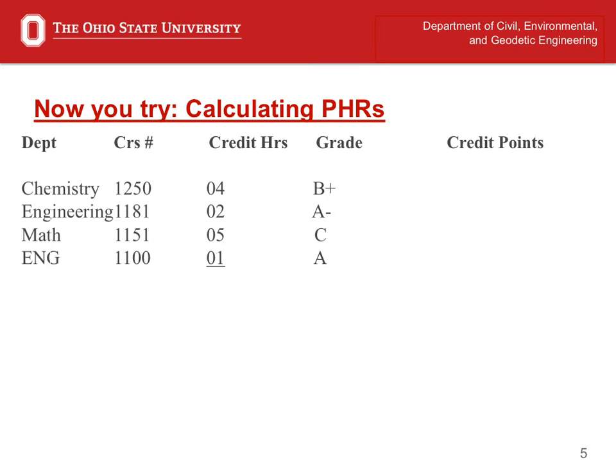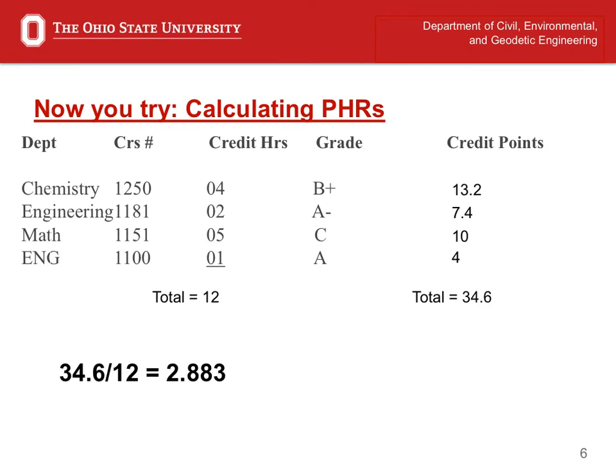Are you finished? If so, here's what we have. Multiplying 4 times 3.3 gives us 13.2, and so forth. We have a total of 34.6 credit points, 12 hours total. Dividing 34.6 by 12 gives us 2.883.